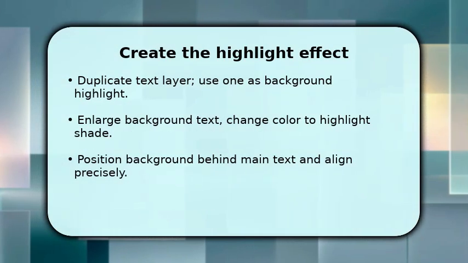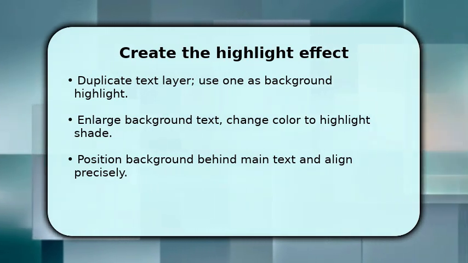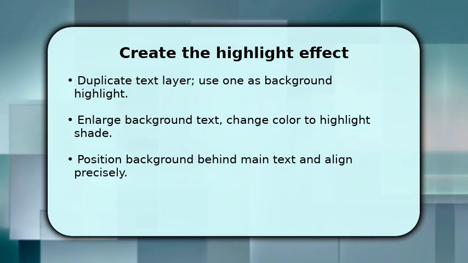You duplicate the text layer and use the copy as the highlight shape behind the readable text. This is the only way to get a neat highlighted subtitle in Capcut.